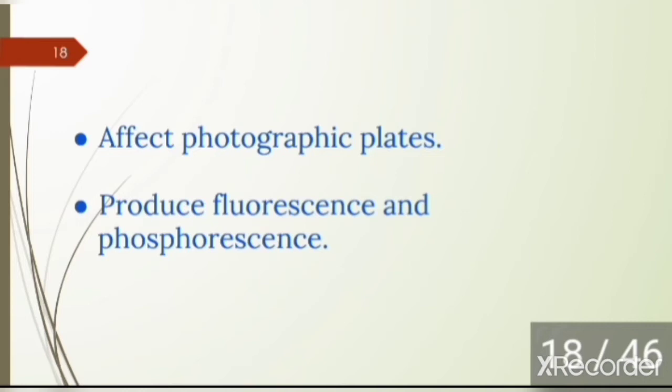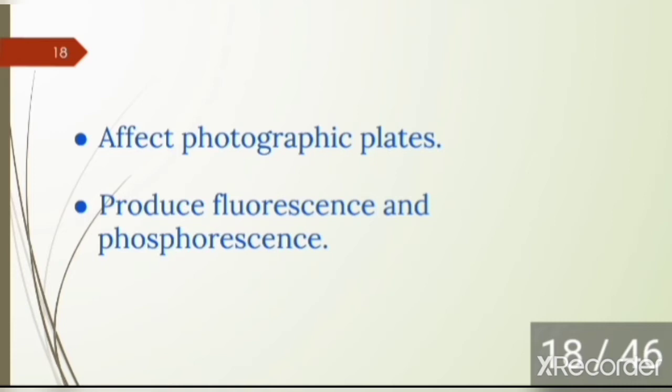Next is that the alpha particles produce fluorescence and phosphorescence. What do you mean by this fluorescence and phosphorescence? Fluorescence is the emission of light by a substance that has absorbed light or any other electromagnetic radiation. So, fluorescence is the re-emission of light or electromagnetic radiation by a substance after absorbing the electromagnetic radiation. So alpha particle is one among the particles that shows fluorescence.